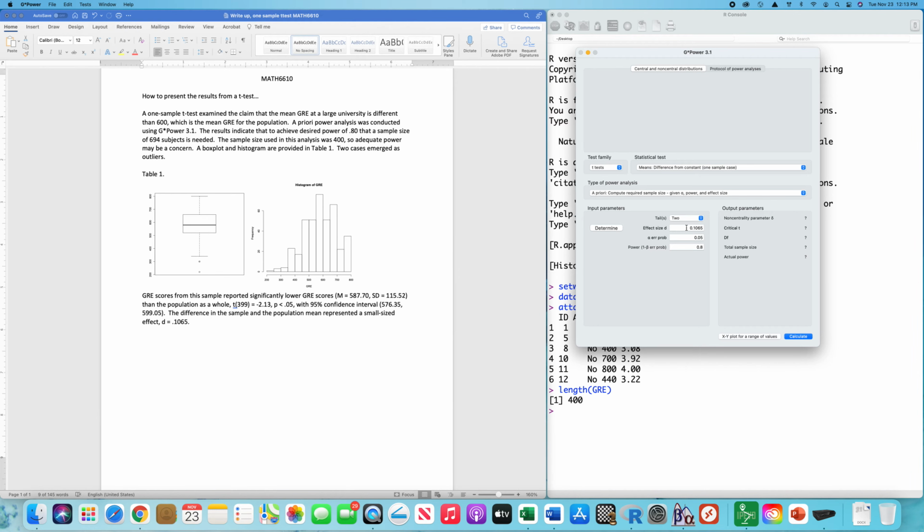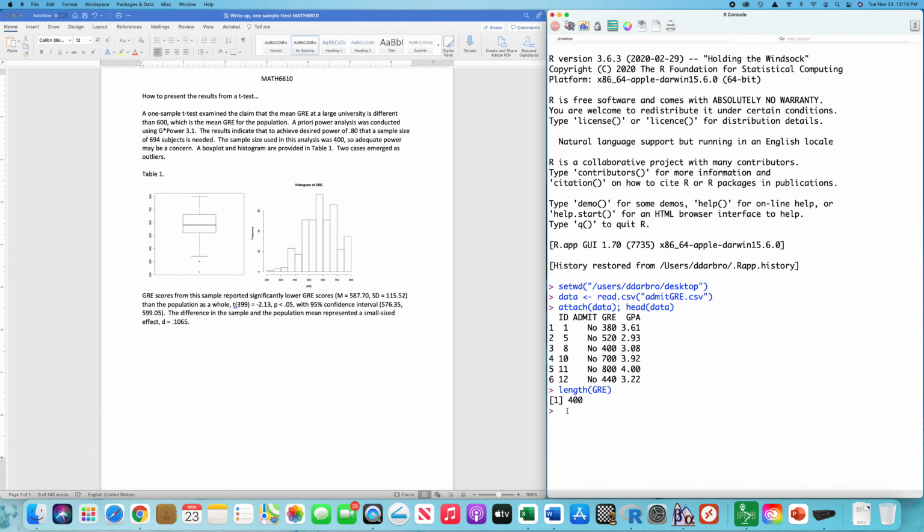The effect size turns out to be 0.1065. Now, the effect size for a one sample t-test, we just use Cohen's d. And let me use a hashtag here so I can communicate to you. It's just the x bar minus mu divided by the standard deviation. So it's very, very easy to calculate.